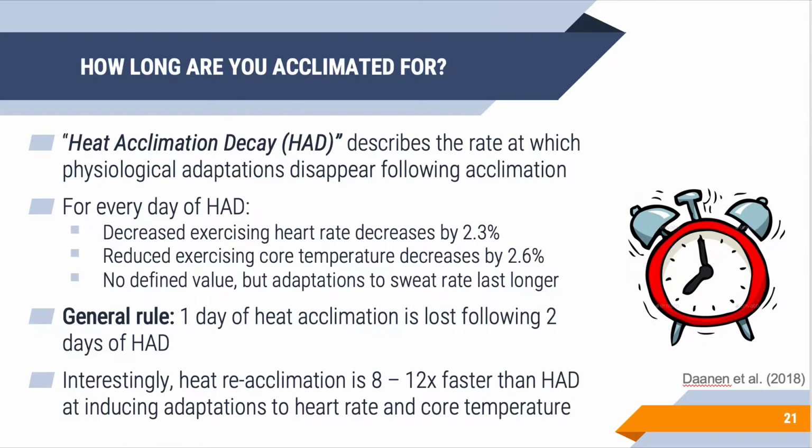Interestingly, what we also find is that if we undergo heat acclimation decay, so we're no longer heat acclimating, heat reacclimation, so if we pick up our routine again, is about 8 to 12 times faster than the heat acclimation decay at inducing adaptations to heart rate and core temperature. So we can actually reverse these effects by just starting up our heat acclimation protocol again.